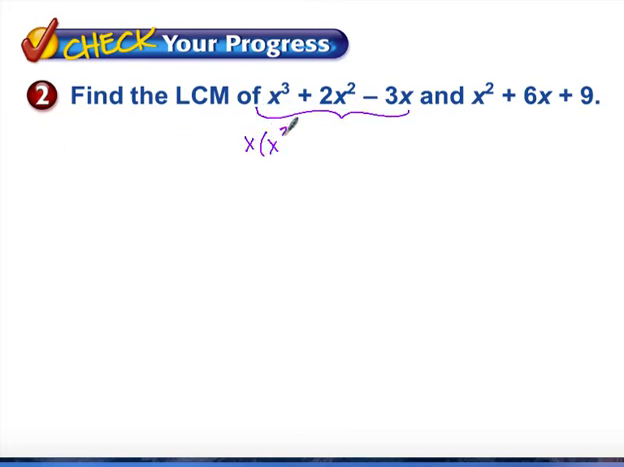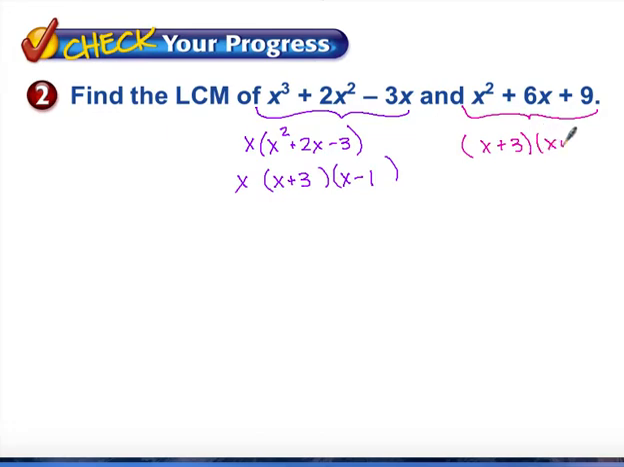That leaves me with x squared plus 2x minus 3, which looks like it can be factored again into x plus 3 and x minus 1. I'm going to come over here and factor the x squared plus 6x plus 9. And again, this one looks to be a perfect square trinomial. So my outsides and insides give me 6x, and my lasts give me 9. All right, I can rewrite that as x plus 3 squared.